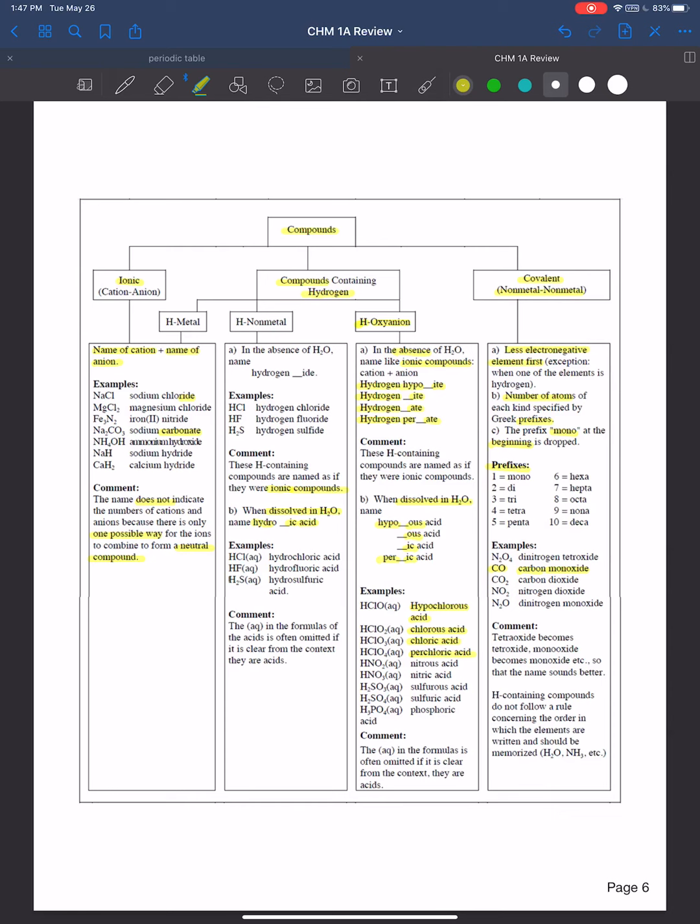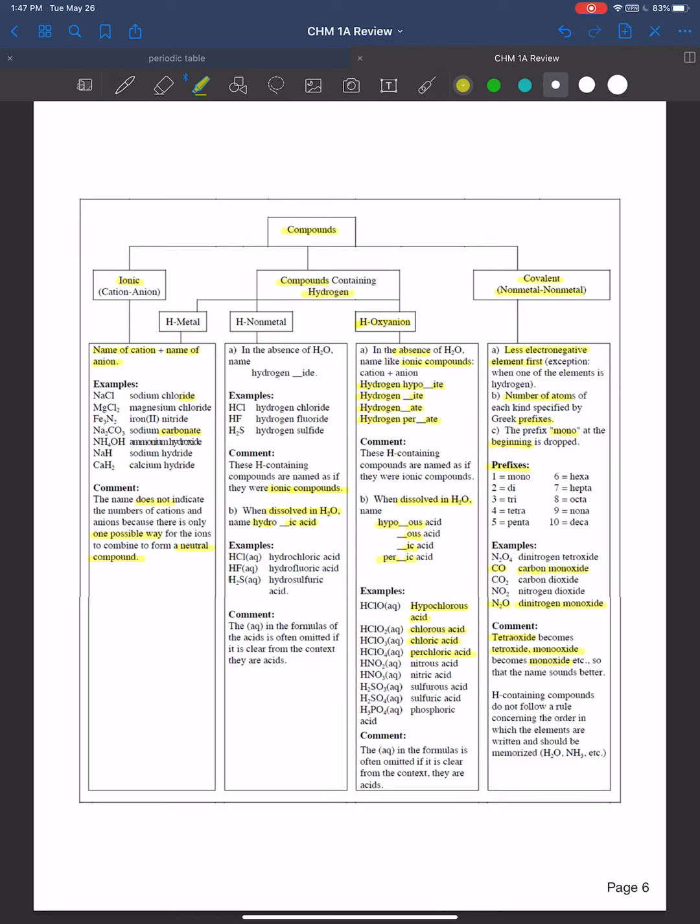Now, if you do have a prefix, more than one for that first element, we do need to include that prefix. So dinitrogen monoxide, we're not going to drop the di in front of nitrogen, and we need to know that there's actually two nitrogens as opposed to one. Now, just a general comment, tetraoxide becomes tetroxide, monooxide becomes monoxide, so the name just sounds better.